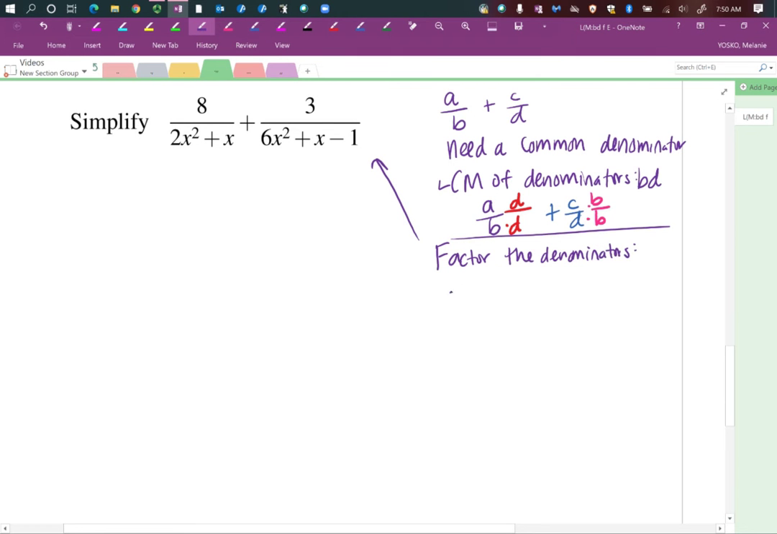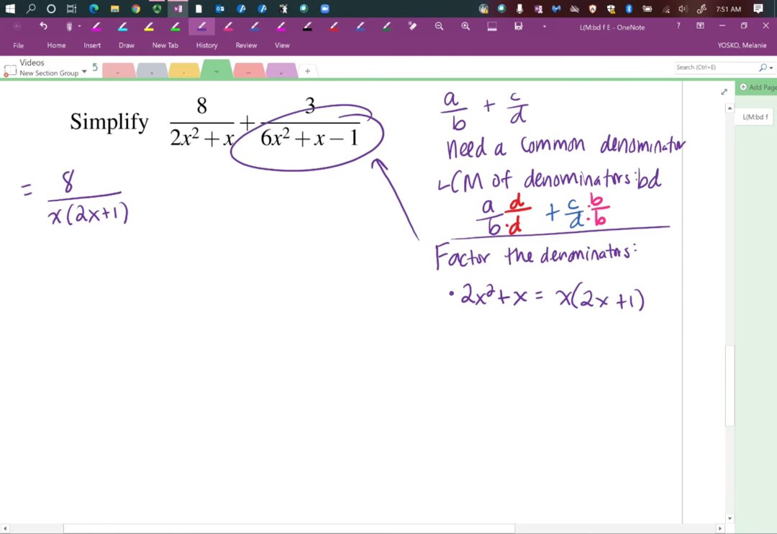So let's start with the first one, 2x squared plus x. Is there something we can factor out of both pieces? Do both terms have a factor in common, the greatest common factor? Yeah, they both have an x. So x times what gives me 2x squared? Well, that's 2x. x times what gives me plus x? Well, that's a plus 1. So that's the factorization of the first denominator. So this is 8 over x times 2x plus 1.